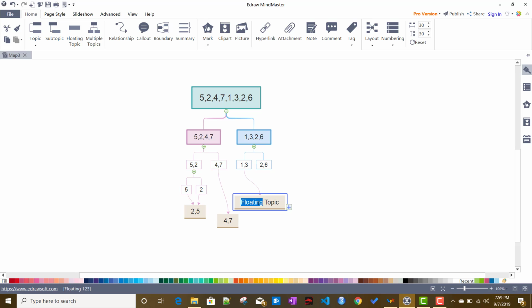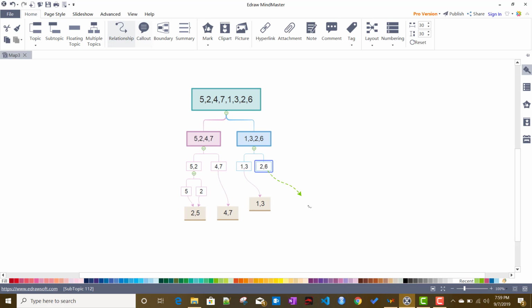So 1 comma 3 will produce 1 comma 3 again, right? 2 comma 6 will produce 2 comma 6 again, right? I'll just make it similar, in a small line. Okay, that should be fine. So after the first merge we got these 4 arrays over there, right?